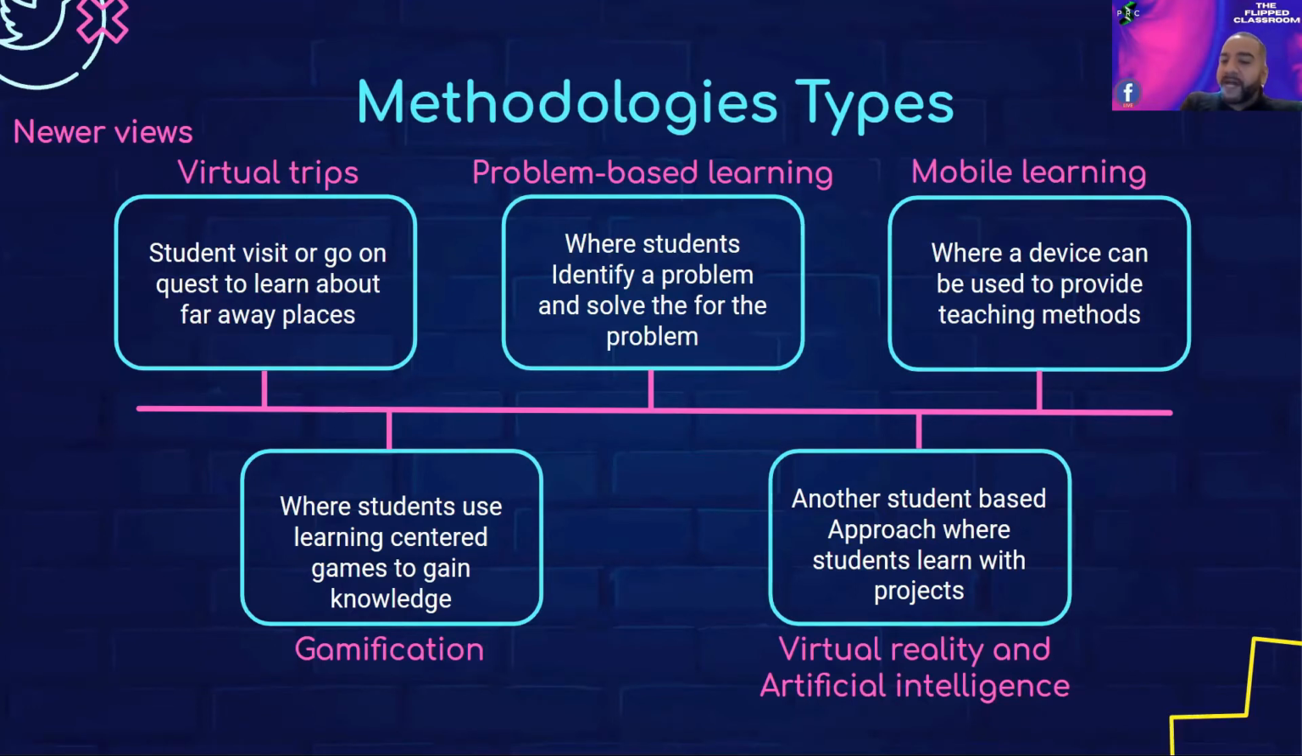And then we have virtual reality and artificial intelligence, another student-based approach where students learn with projects and simulations. Simulations have been used for years. Now that we can put on an Oculus and view them in a 3D virtual world, it makes learning so interactive. And artificial intelligence, which was developed by Tom Coldell in the 80s, helps students view things in a 3D model with drawings on a screen.